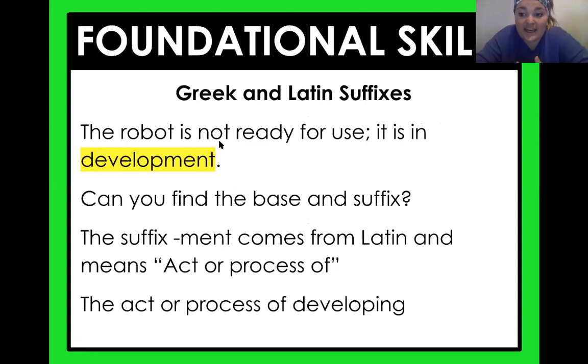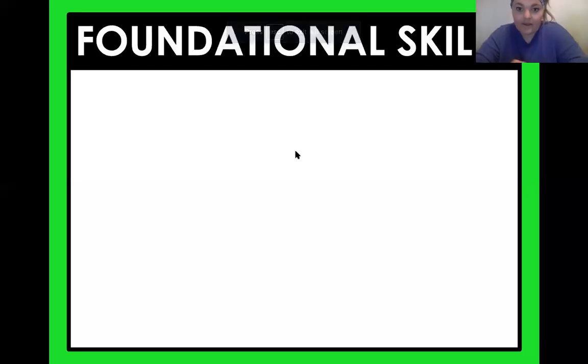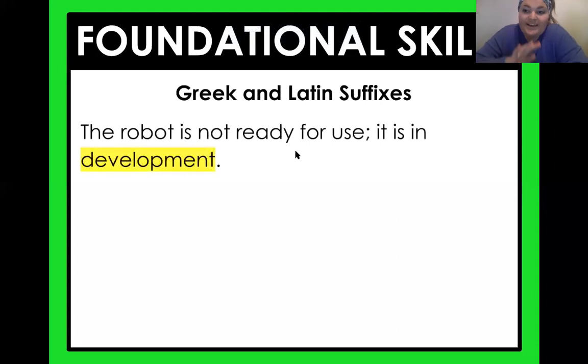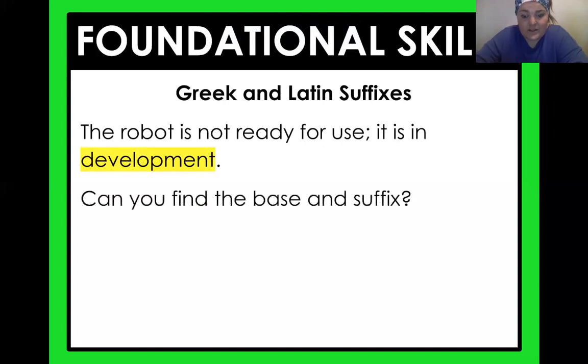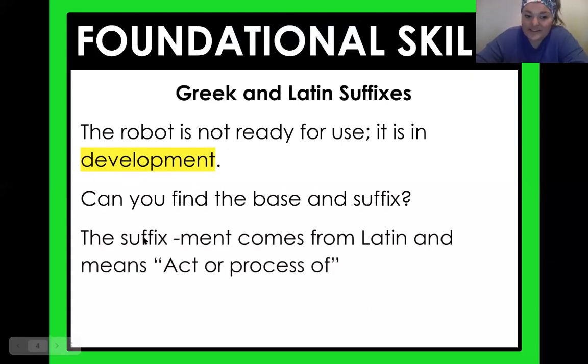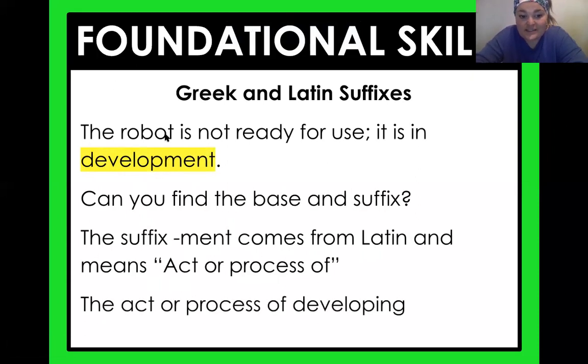Today, we are going to be talking about Greek and Latin roots. So hold on one second. The robot is not ready for use. It is in development. Can you find the base and suffix in this word? Development. Hopefully you noticed the suffix -ment comes from Latin, and it means act or process of. So this whole word is the act or process of developing something.